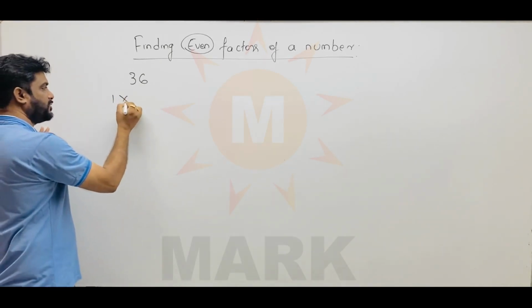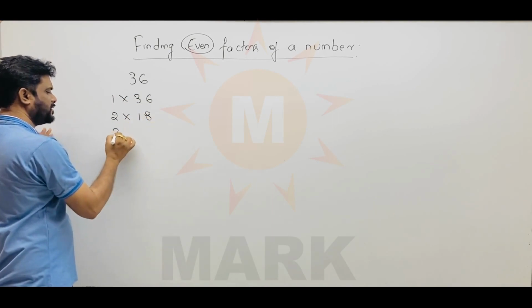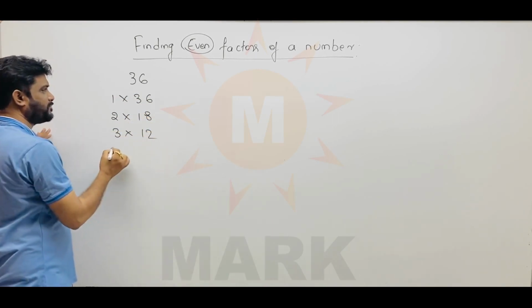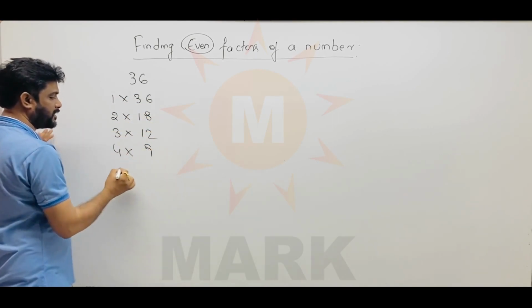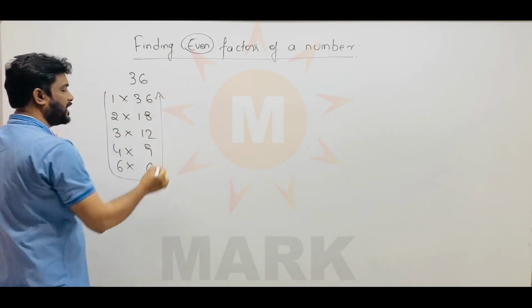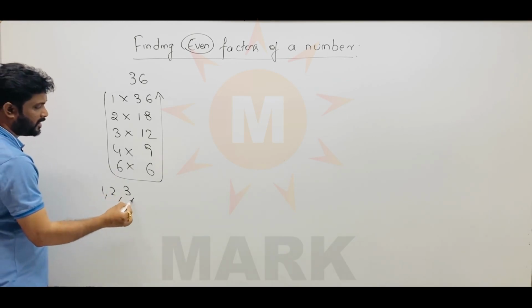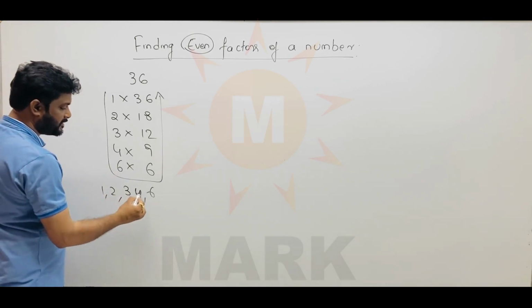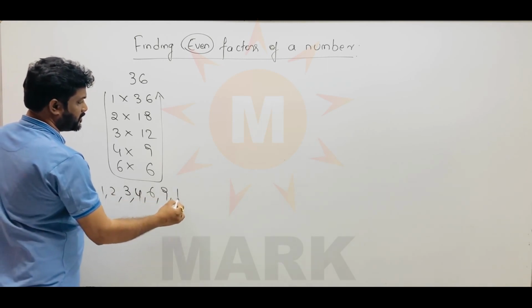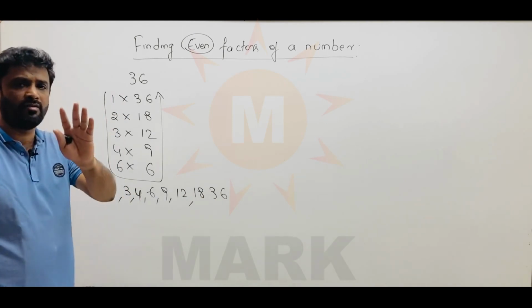1 into 36 will give 36. 2 into 18 will give 36. 3 into 12 is equal to 36. 4 into 9 is also equal to 36, and 6 into 6 is also equal to 36. If we go in this order, we will get the factors including 1 and itself. What are they? 1, 2, 3, 4, 6, 9, 12, 18 and 36. These are the total number of factors including 1 and itself, right?